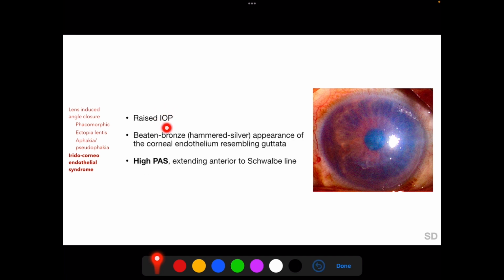The intraocular pressure is usually significantly elevated in an eye with ICE syndrome, and the corneal endothelium typically shows a beaten bronze or hammered silver appearance resembling guttata of Fuchs' endothelial dystrophy. And as we have discussed, peripheral anterior synechia in ICE syndrome typically extends anterior to Schwalbe's line, and so they are called high PAS, as seen here in this photograph.